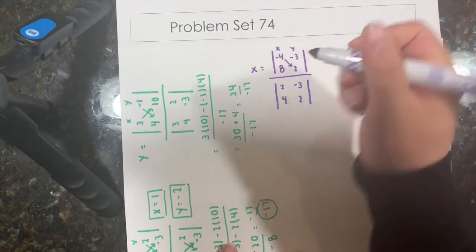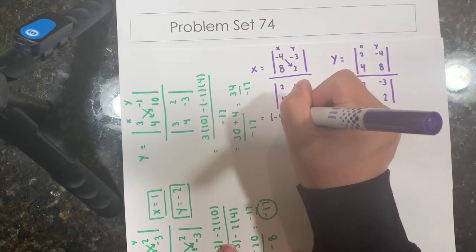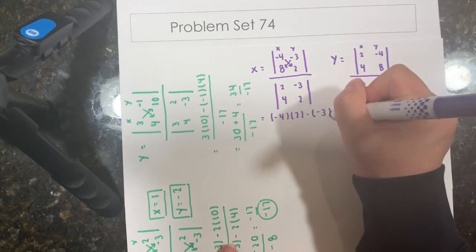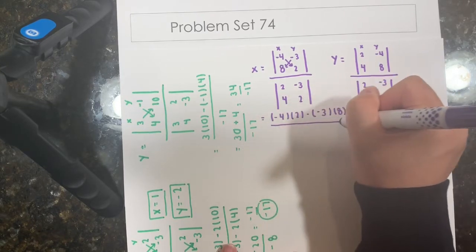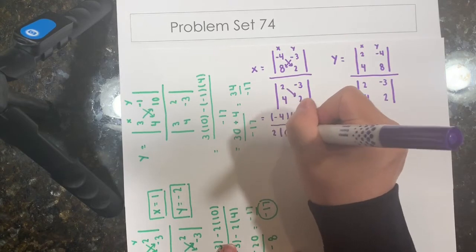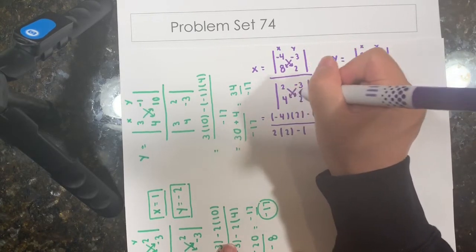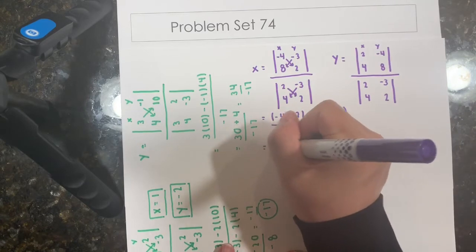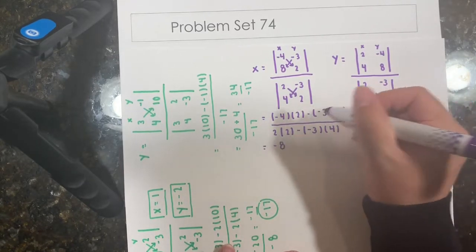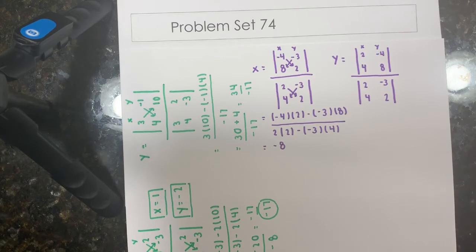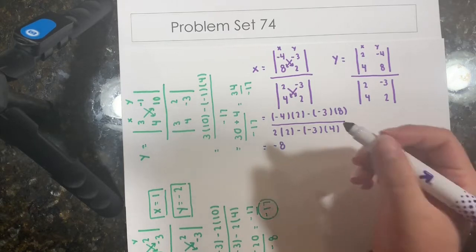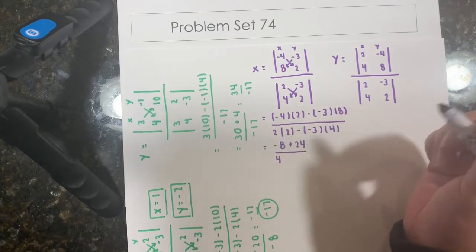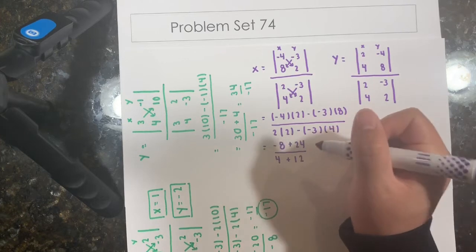So top left times bottom right would be negative 4 times 2 minus top right times bottom left, so negative 3 times 8 over top left times bottom right, so 2 times 2 minus top right times bottom left, so negative 3 times 4. Now negative 4 times 2 is going to be negative 8. Two negatives make a positive, so that's going to be positive 24 over 2 times 2, which is 4. 2 negatives make a positive, and that's going to be plus 12.